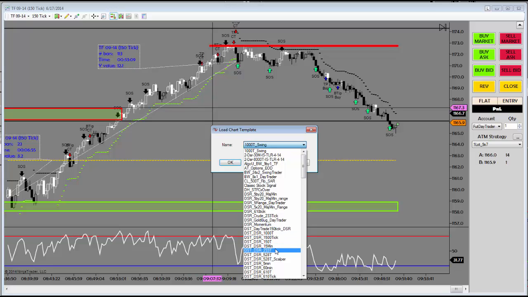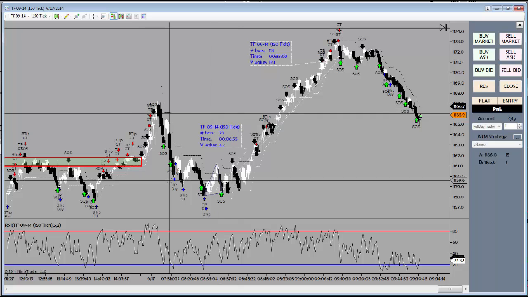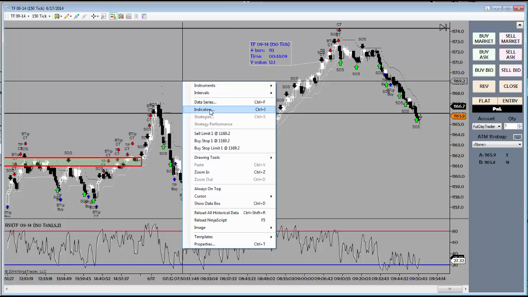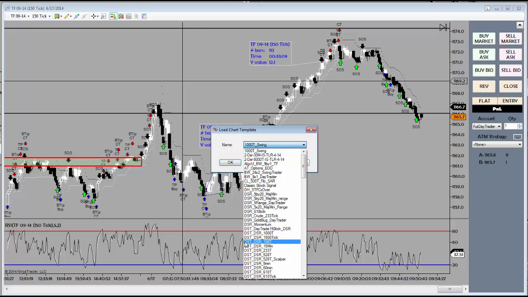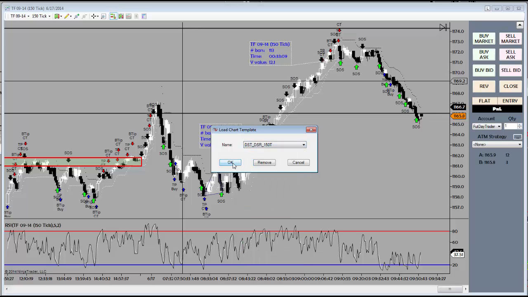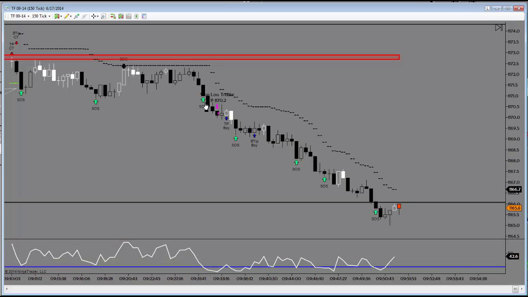Let's see. Let's go to this guy. You know what I'll do? I'll actually go backwards for you. So let's do this. We'll go templates, load. Yeah, we'll build the 610 tick chart template for you here. Okay, so let's go back. We'll go DST DSR 150 tick. We'll grab that one. Okay, now let's take this and make it the 610 tick.